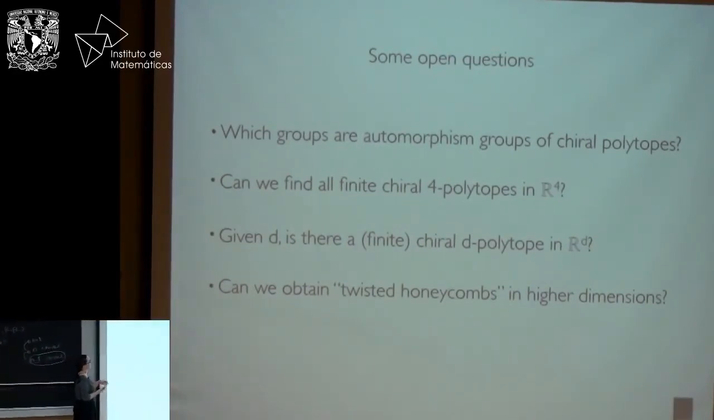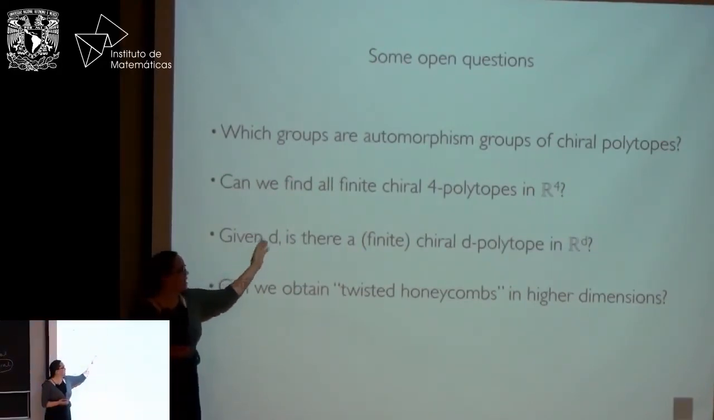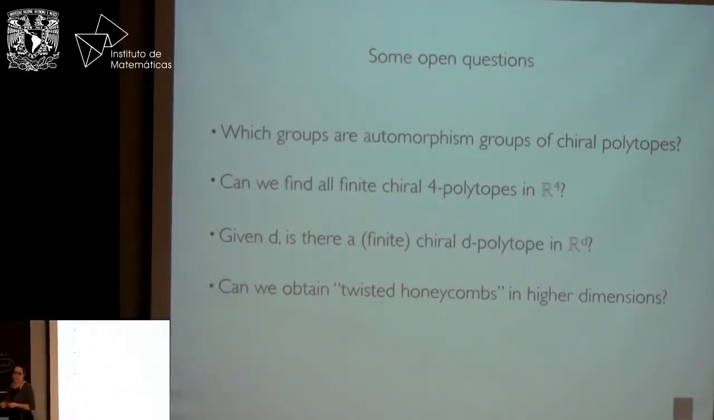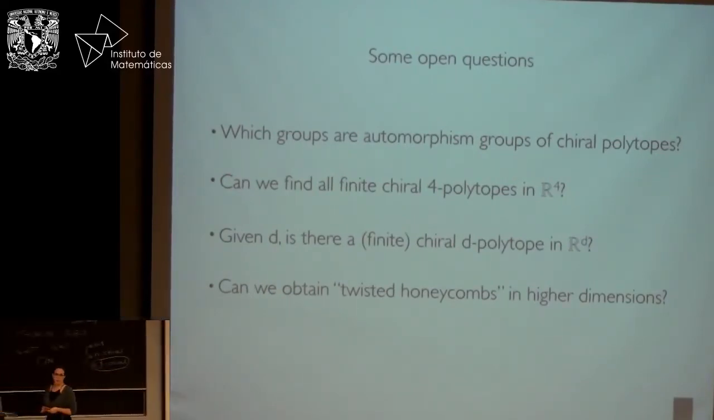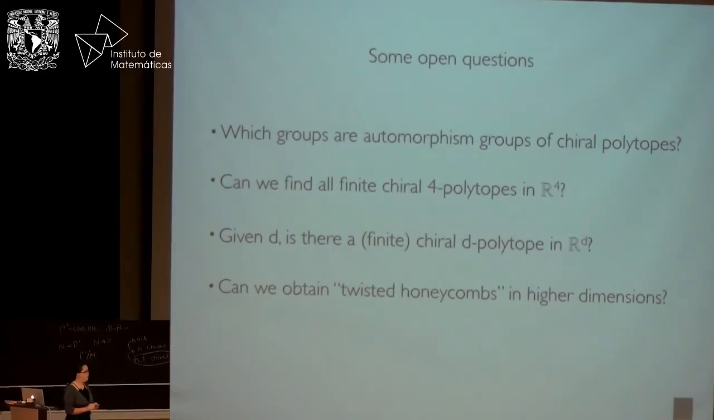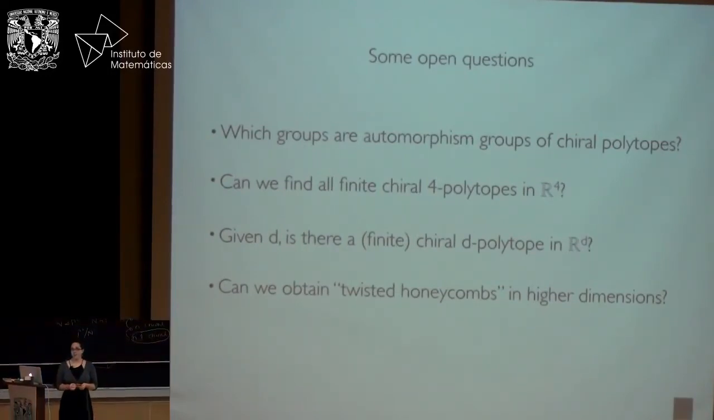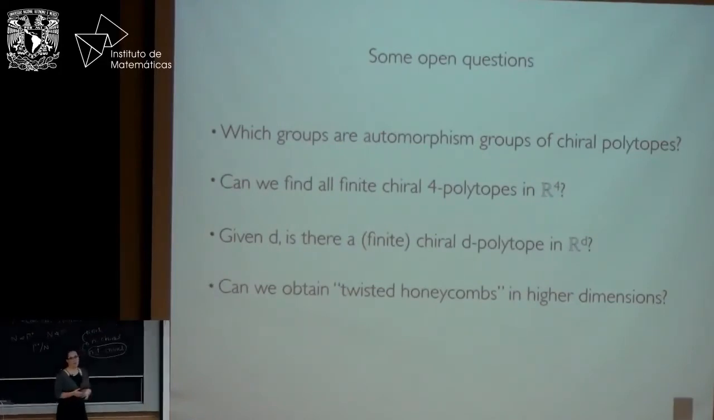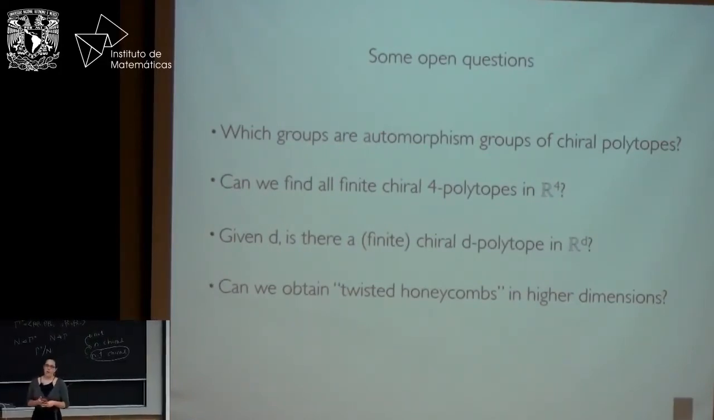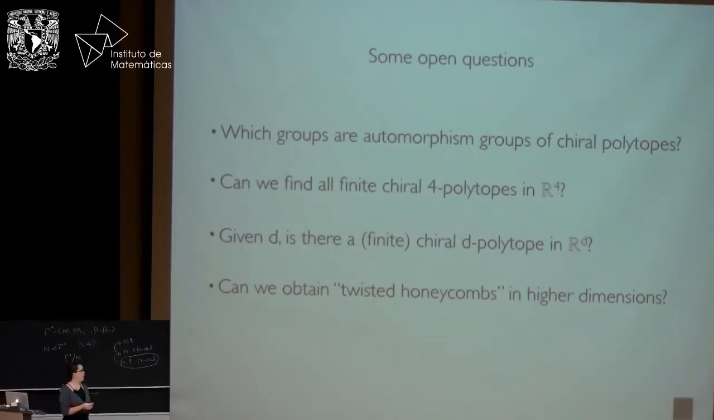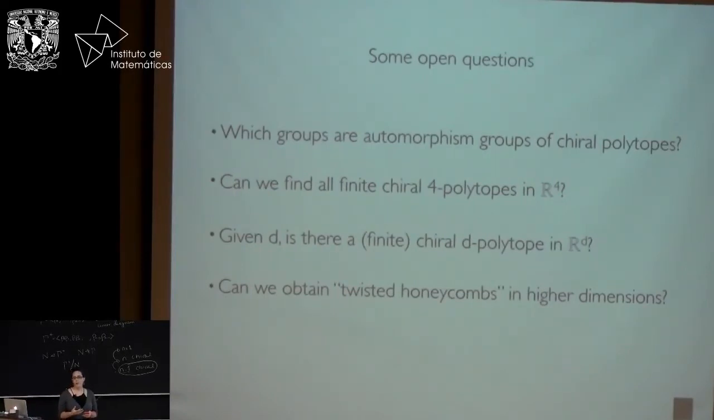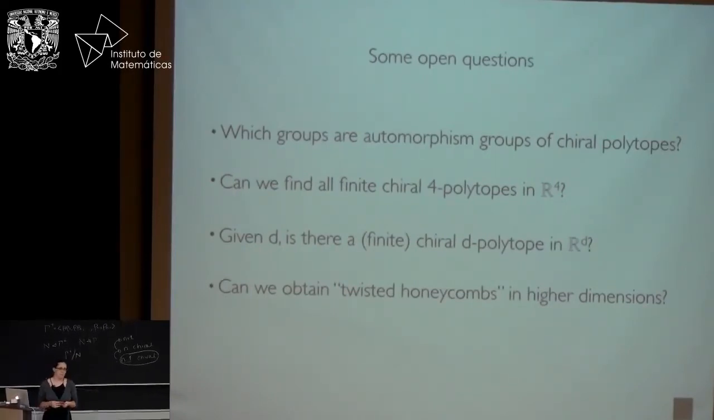Related to that is, given a dimension d, is there a finite chiral d-polytope in R^d? Again, for a long time, it was thought that there was none. Now we're not so sure about it, although we have no examples for d different than 4. And can we obtain twisted honeycombs in higher dimensions doing what Coxeter did? From what I told you before, for odd dimensions we can't, but for even dimensions we might have a chance. We don't know. It would be interesting to know.